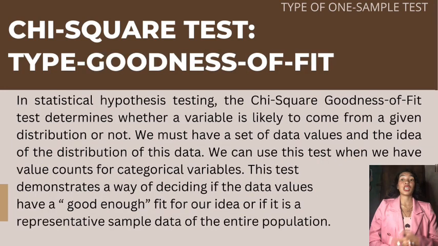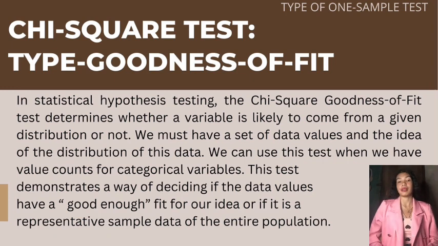The other type is the goodness of fit. So in statistical hypothesis testing, the chi-square goodness of fit test determines whether a variable is likely to come from a given distribution or not. So we must have a set of data values and the idea of the distribution of these data. We can use these tests when we have value counts for our categorical variables. So this test demonstrates a way of deciding if the data values have a good enough fit for our idea or if it is a representative sample data of the entire population.